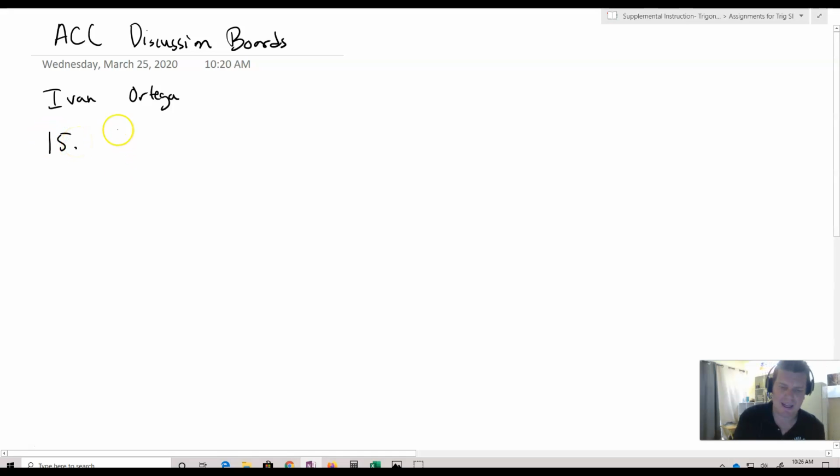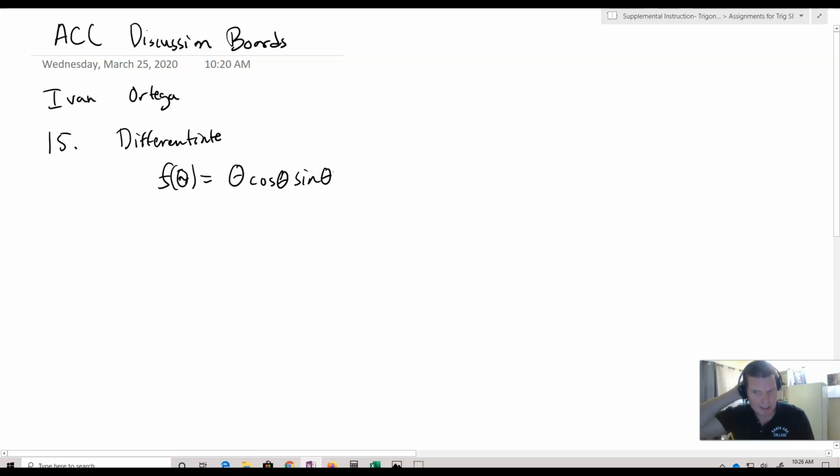Number 15 is saying differentiate f of theta equal to theta cosine theta sine theta. So what I want to notice here is that I've actually got three functions. Theta is one of the functions, cosine theta is a second function, and sine theta is the third function. Since I'm multiplying three functions together, I'm going to use the product rule.